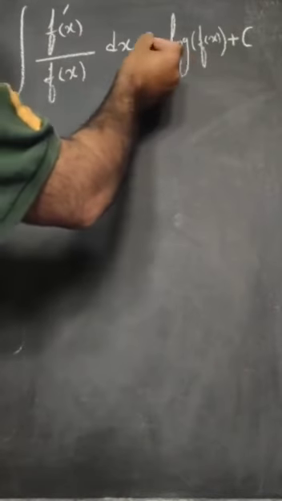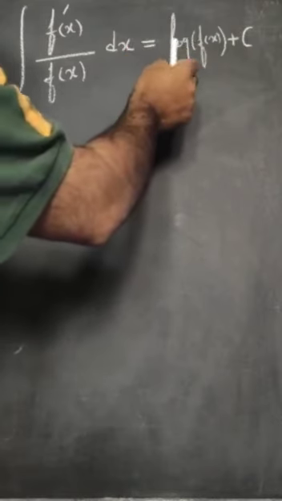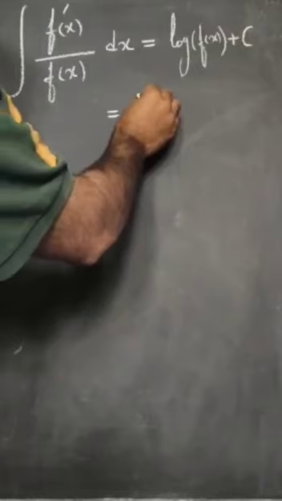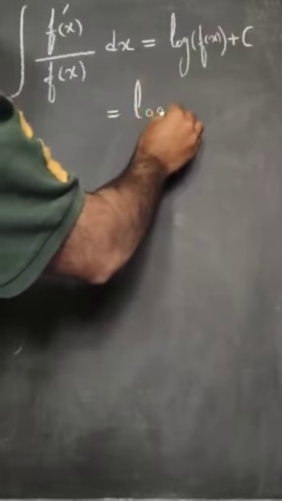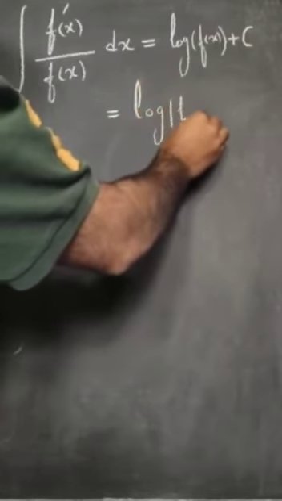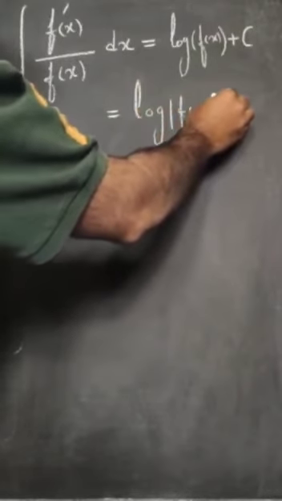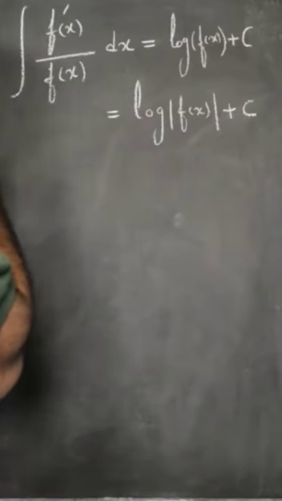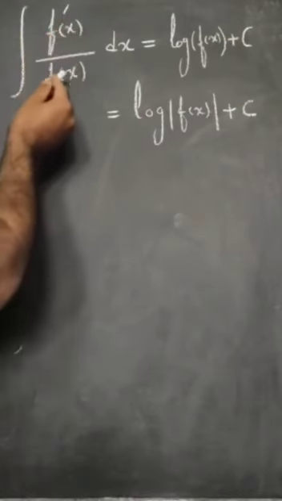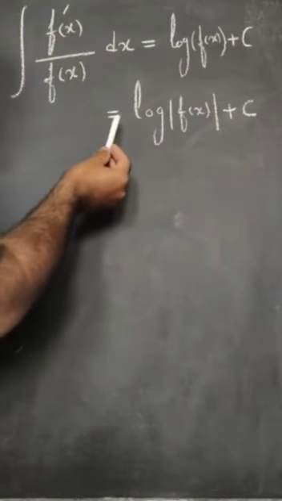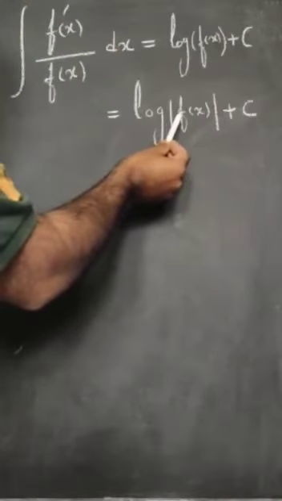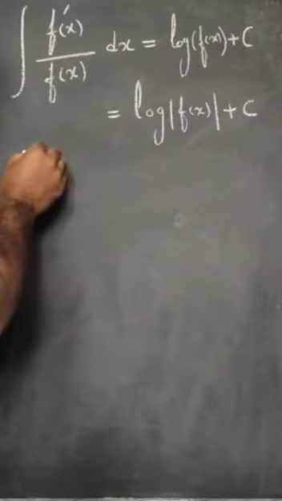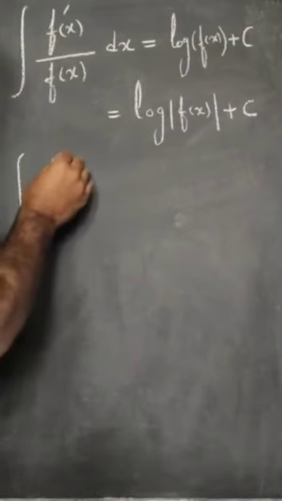Since a logarithm of a negative number is not defined, to make it more appropriate, we can write log of mod of fx plus c. Thus, if we have integral of f dash x divided by fx dx, that is equal to log of mod of fx plus c. Now let us take an example.